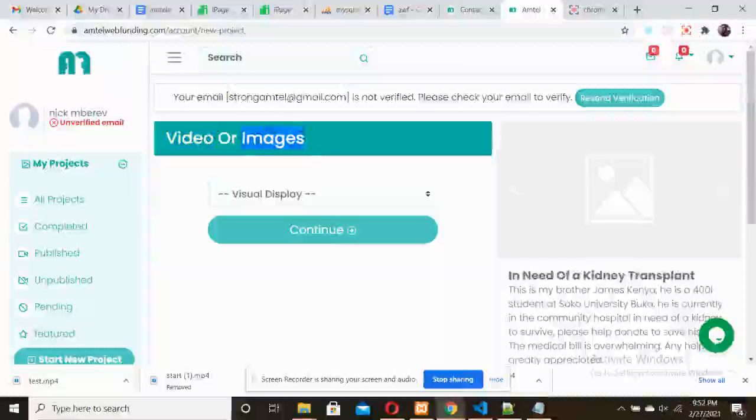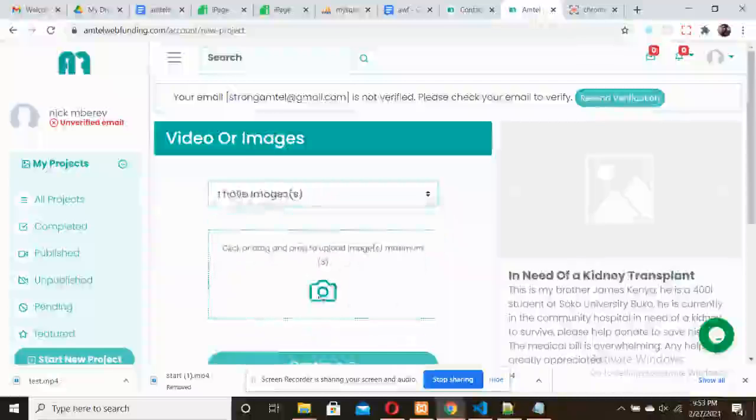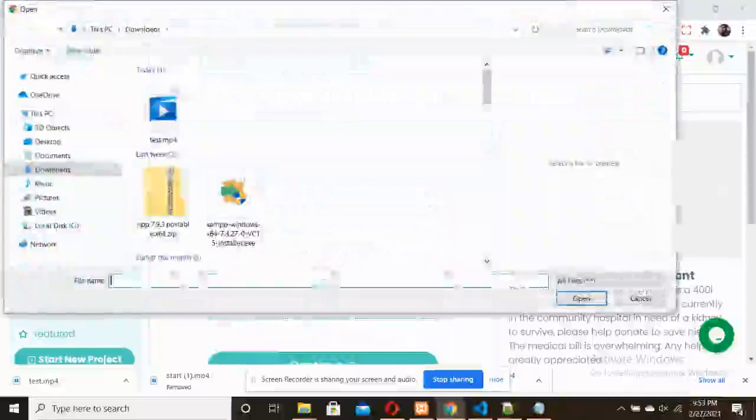When you see something, you believe it more, or you tend to see a clearer picture of it. So you have to provide a visual display for it. So in this case, I have images. So I'm going to select my images from the desktop.